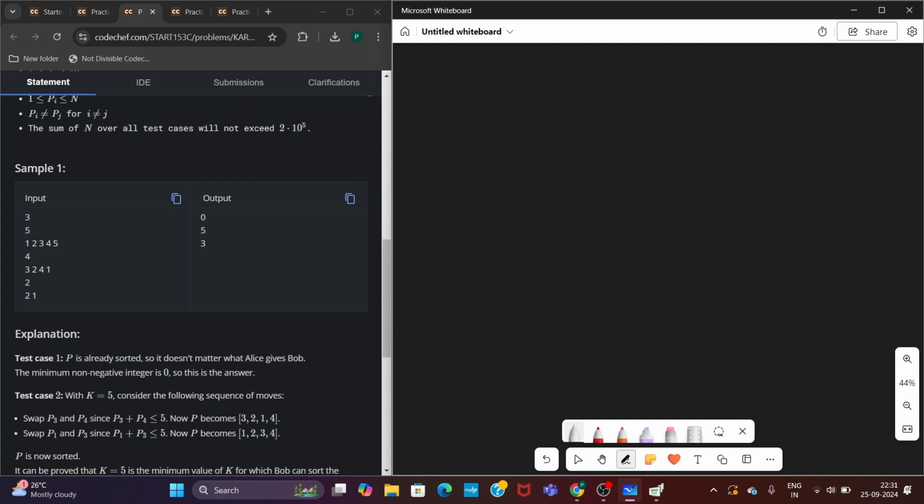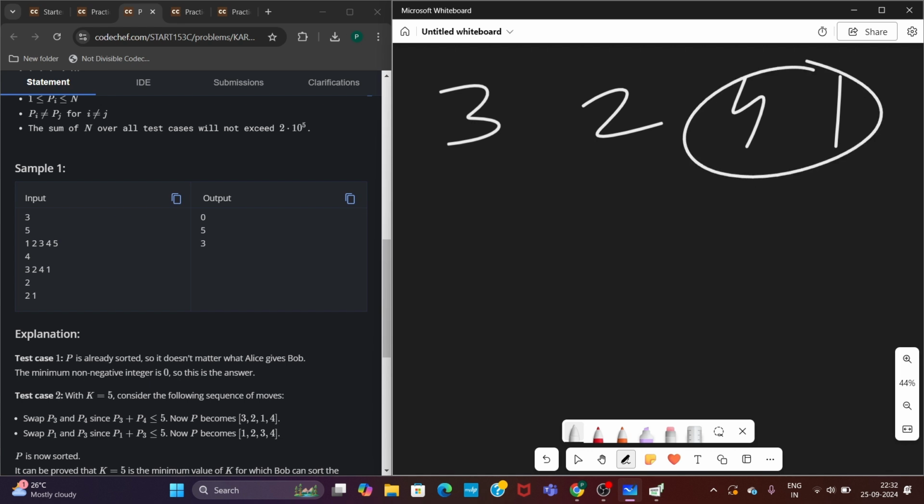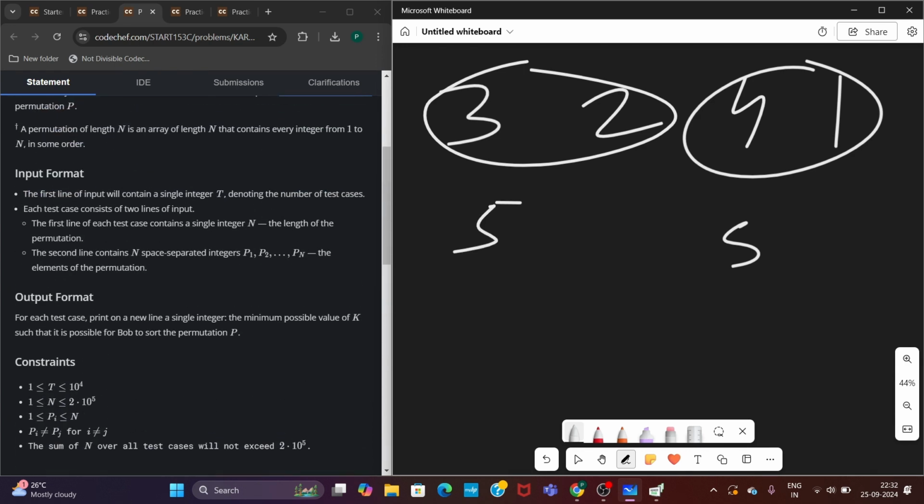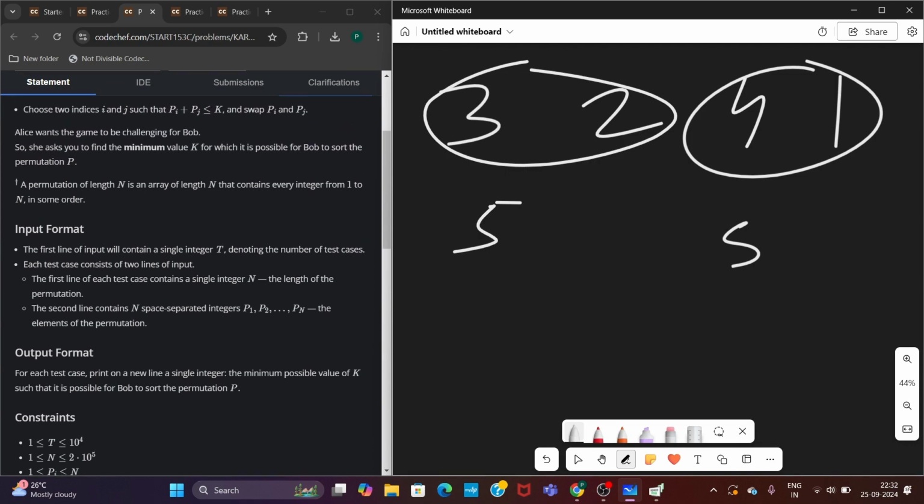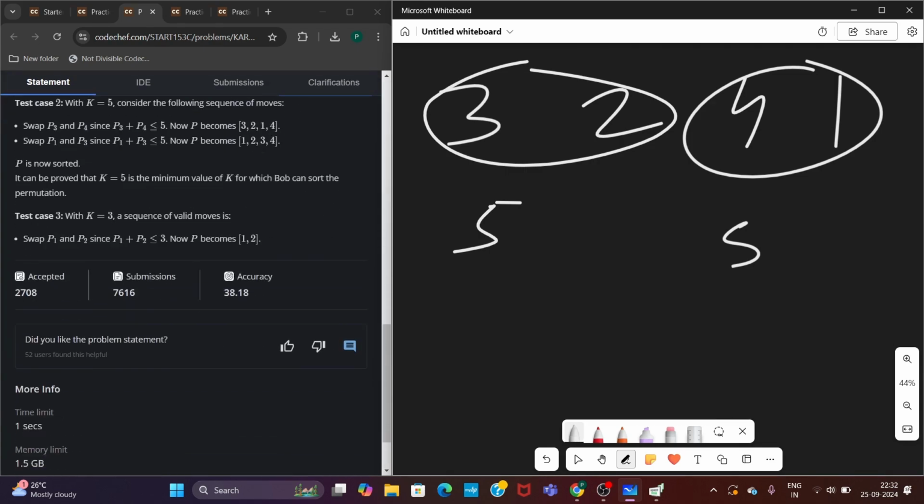Our second example is basically 3241. Over here we have to choose any one number whose sum is less than or equal to the given number. The sum of these numbers is 5, and also the sum of these numbers is 5, meaning adjacent numbers. As you can see, you have to choose the adjacent numbers, meaning p_i plus p_j.